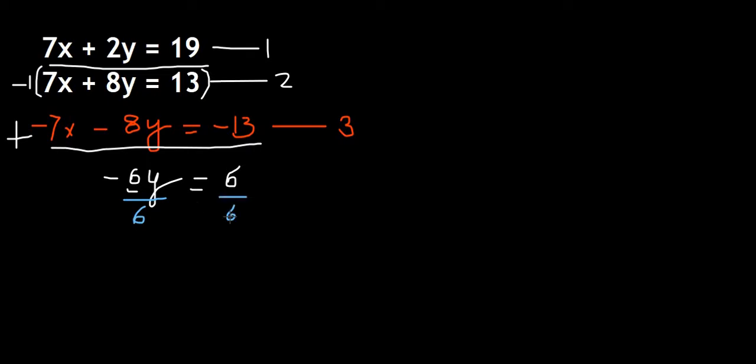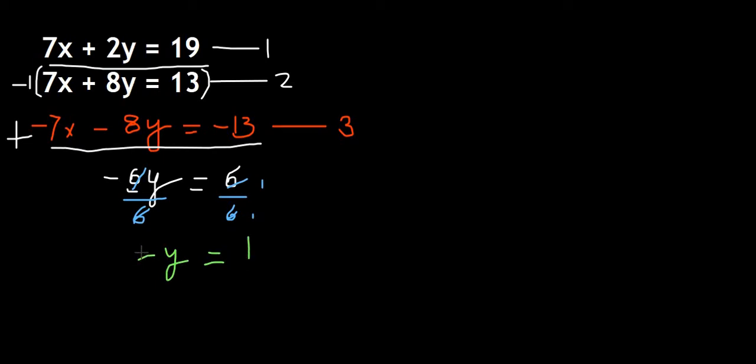Okay, hope you remember. So 6 ones are 6 and we cancel it, and we get 1. It's pretty simple. Now minus y, you don't need to write minus 1y because it's understood that the number with y is 1. So you don't need to write that. So minus y equals 1.